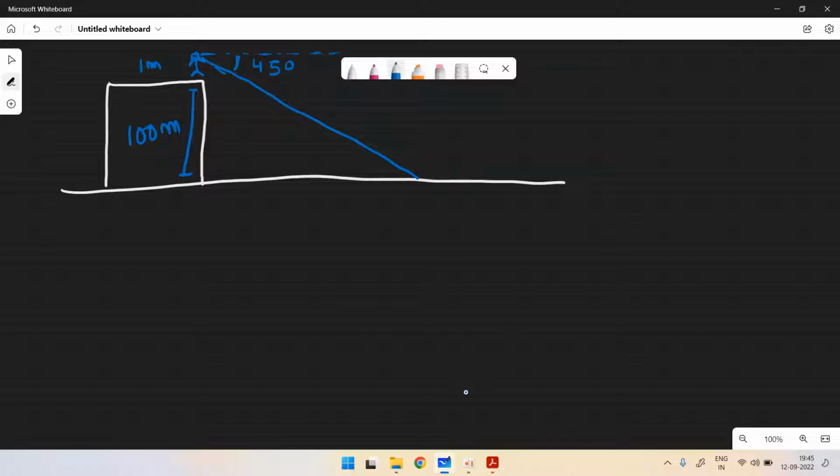Now find the distance between the building and the stone. It is given 45 degree, and suppose there is a stone lying here, of negligible length. So this distance you need to find. This is not known. This you need to find, and also you need to calculate the line of sight distance, the LOS distance. So how will you do that?